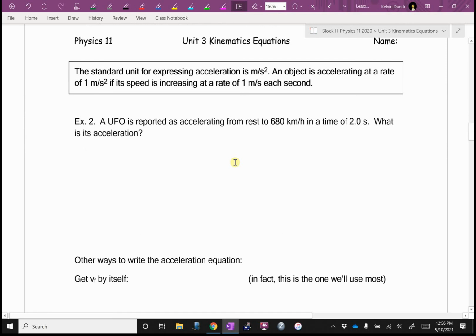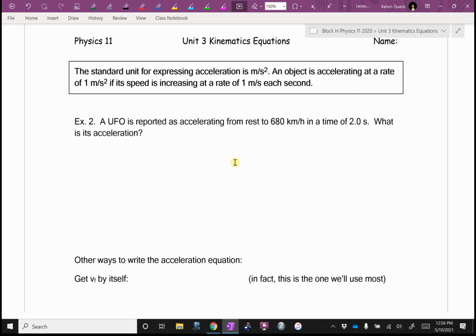So, next page. The standard SI unit for expressing acceleration is meters per second squared. An object is accelerating at a rate of 1 meter per second squared if its speed is increasing at 1 meter per second each second. In other words, if your acceleration is 1, every second your speed goes up by 1. If your acceleration is 5 meters per second squared, every second your speed is increasing by 5. If your acceleration is negative 5 meters per second squared, every second your speed is decreasing by 5. But we'd rather come up with an equation that could handle all that thinking for us.